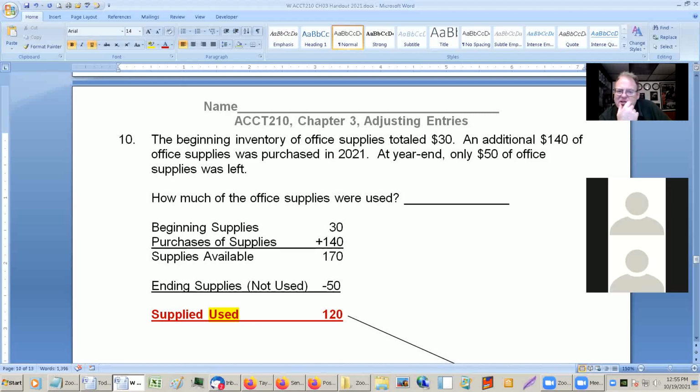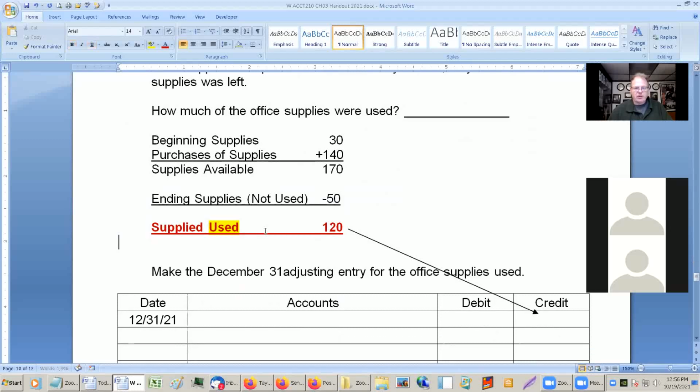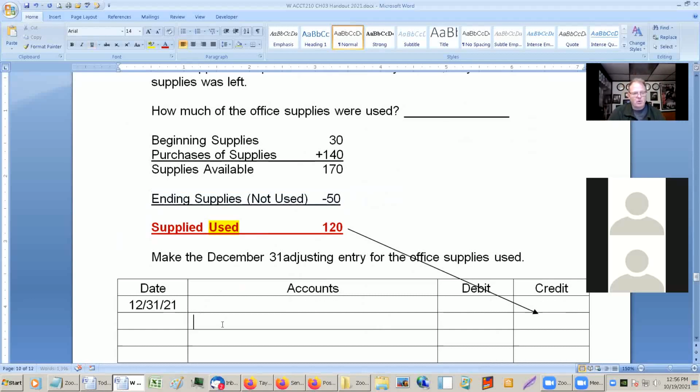I think you should have got 120. And so that's what we're gonna make our journal entry for. The journal entry is gonna be for the used. It's not gonna be for the ending. The ending will just kind of figure itself out at the end. We'll kind of see that. But yeah, so this will be what was used.